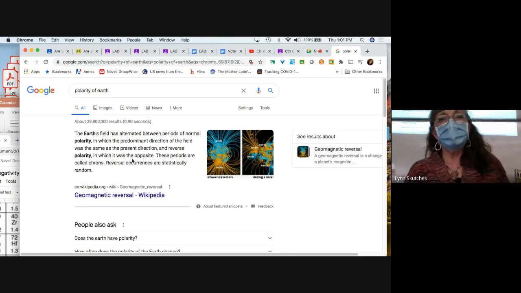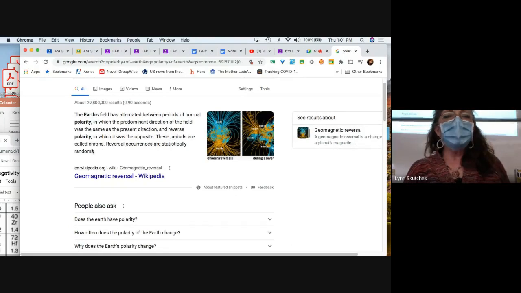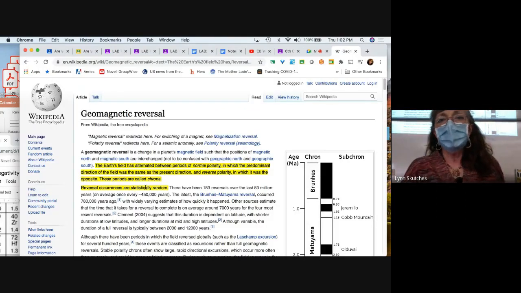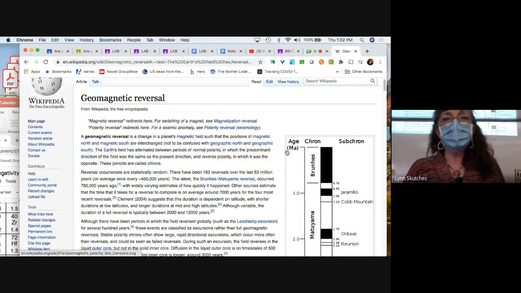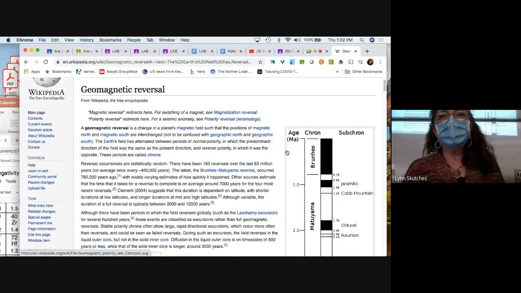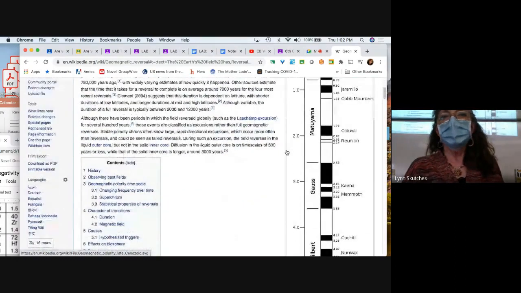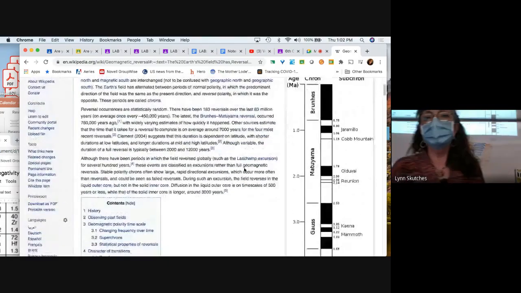And reversed polarity on its opposite. These are called chrons. Reversal occurrences are statistically random, so there's not like a set amount of time. There's been 183 reversals over the last 83 million years, about once every 400,000 to 450,000 years. I think we're around 700,000 since the last one. A long time, longer than average.